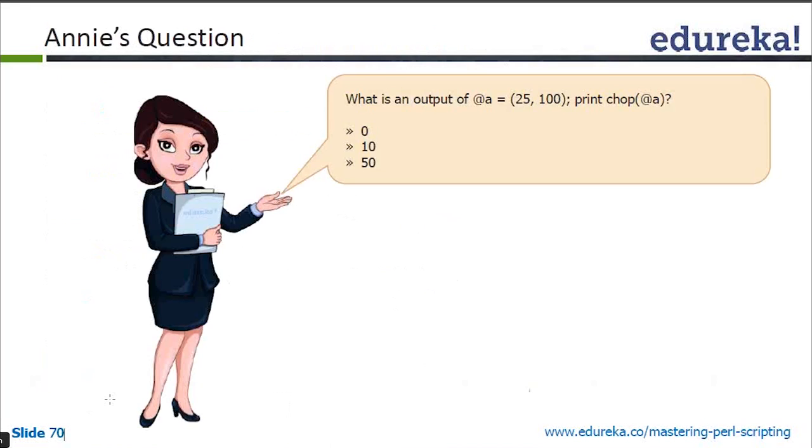So we'll go to the next slide. This is a quiz. What is the output of $a = 2500; print chop(100, @a)? What are we doing? We are passing two elements to an array, and we are chopping $a. So what should happen?